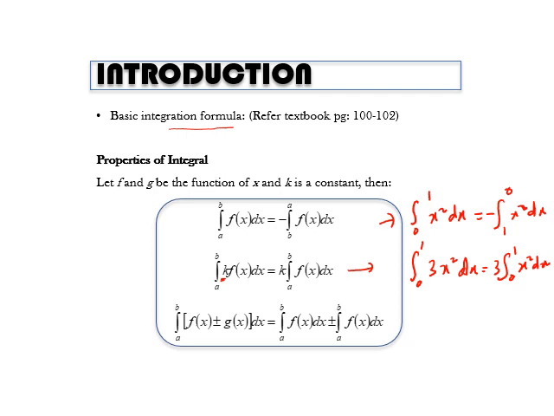Okay, other than that, for example, if we have 3x squared plus e to the power x dx, and we want to integrate all this, we can separate it. It becomes the integral from 0 to 1 of 3x squared dx plus the integral from 0 to 1 of e to the power x dx. So meaning we just separate it. So there are properties like this in integral.